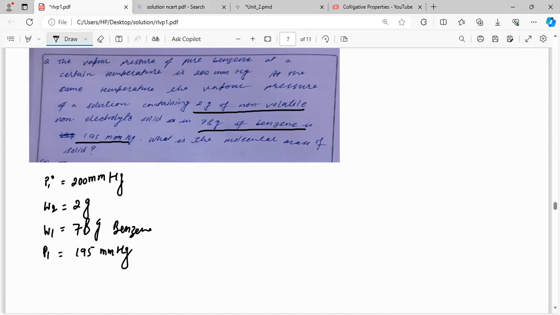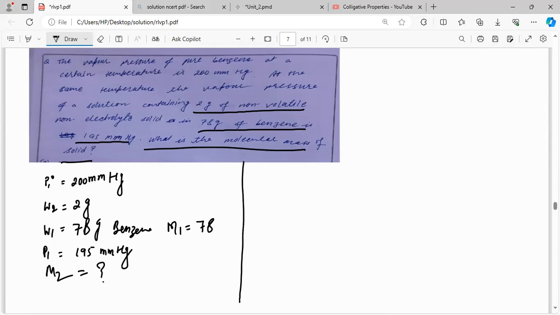Okay, the handwriting you may find a little difficult. What is the molar mass of the solid? They are asking M2. M1 is equal to 78. Should I do it or will you do it? Sir, I should do this one. Okay, then you try. Otherwise I will do it. Don't write the question, I will share it with you now.